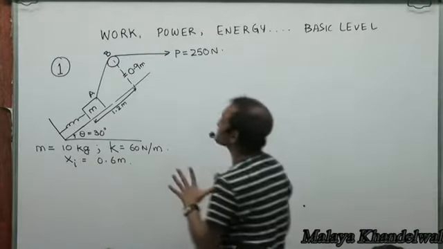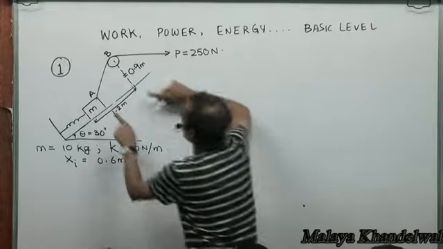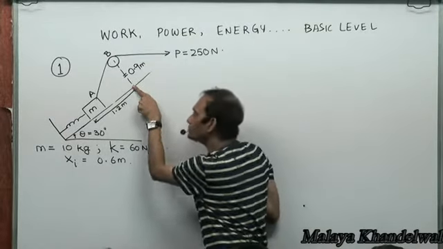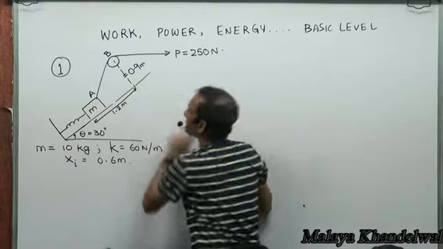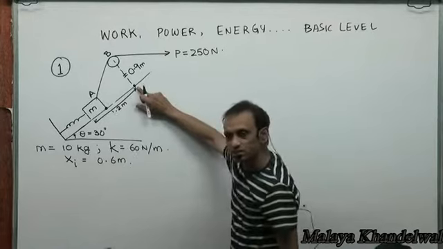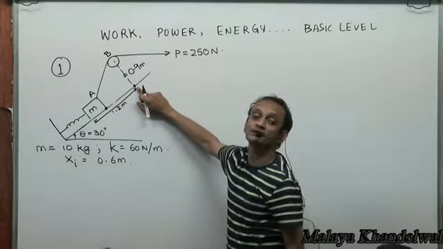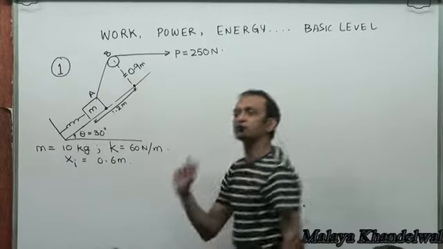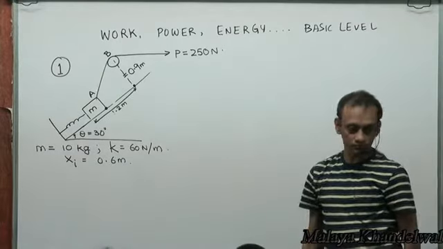Right? Now, what we are seeking to find is, when the mass reaches this end, right below the pulley, that means this is almost like a point mass. When this mass comes to this position, what would be the velocity acquired by the mass? That is the problem to be addressed. Right?